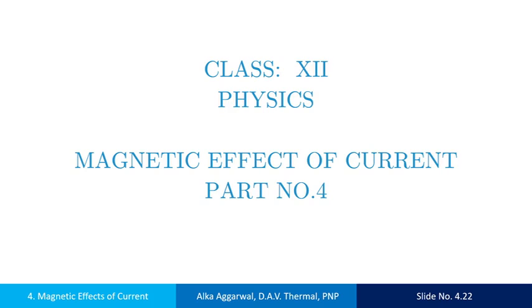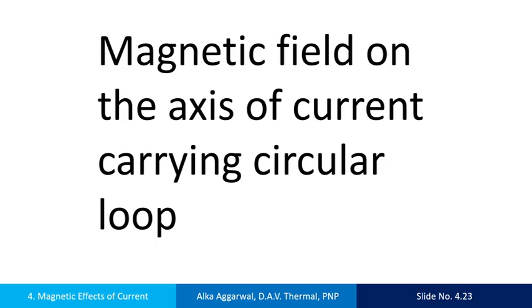In the last lecture, we found the magnetic field at the center of the current carrying loop using Biot-Savart Law. In this lecture, we will find the magnetic field on the axis of a current carrying circular loop.